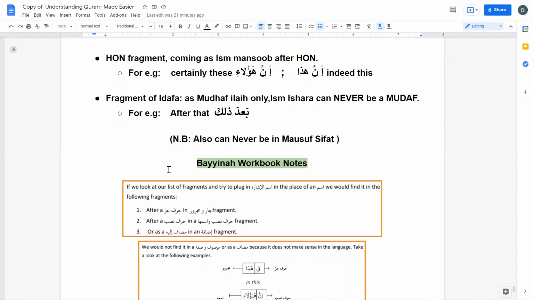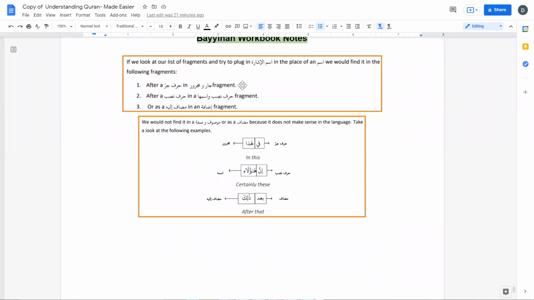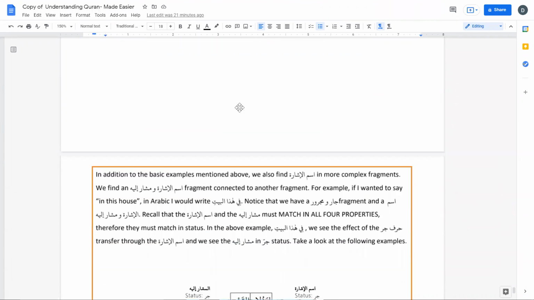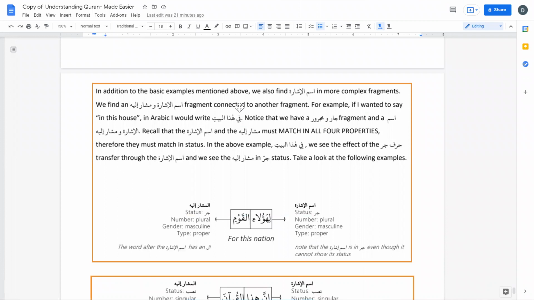Okay. So here are some extra notes. This is the same thing that is over there. And yes, we did these examples. Now, important thing. Sometimes, as in our exercise, we saw a combination where 2 or 3 fragments are there. One is idafa fragment, the other is pointer fragment. So how do they work together?